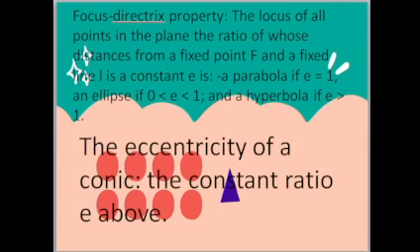Focus-directrix property. The locus of all points in the plane, the ratio of whose distances from a fixed point F and a fixed line L is a constant E, is a parabola if E is equal to 1, an ellipse if E is greater than 0 but less than 1, and a hyperbola if E is greater than 1. E means eccentricity. The eccentricity of a conic is the constant ratio E above.